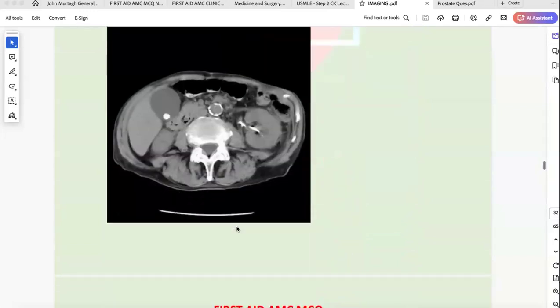Sometimes they might give you gallstone in the exam. Most of the time, gallstone is easily visible just by an ultrasound. But if they have done a CT and they found a gallstone, it will look like this. See, this is the gallbladder, and that's a stone in the gallbladder. Okay.